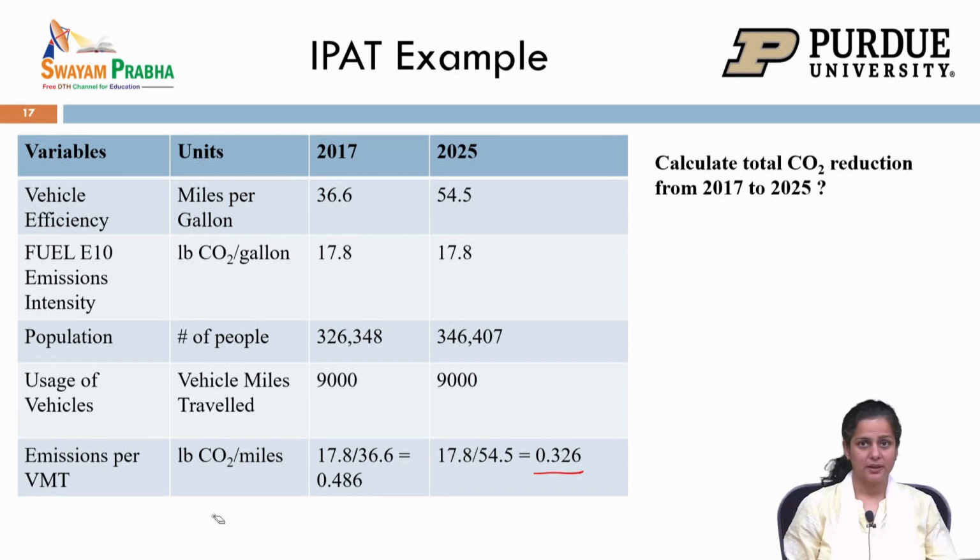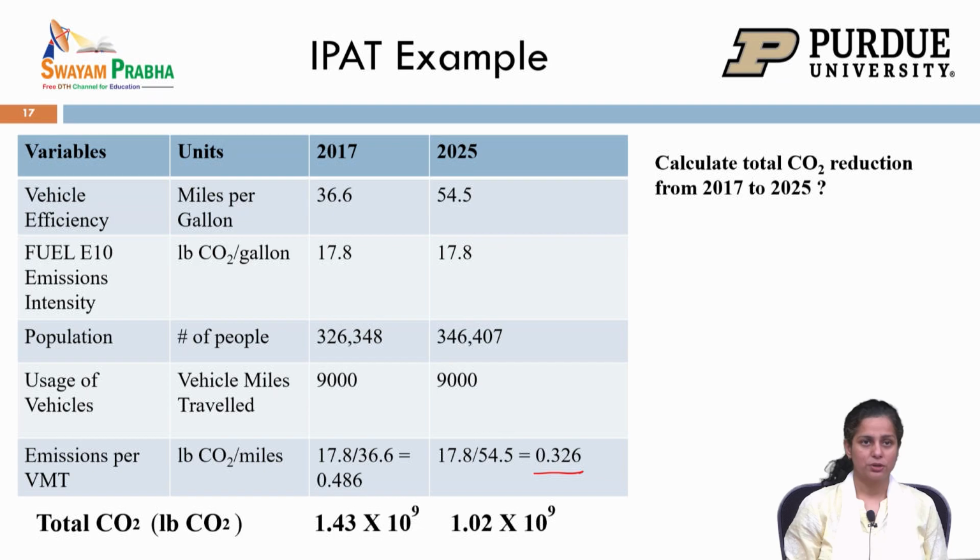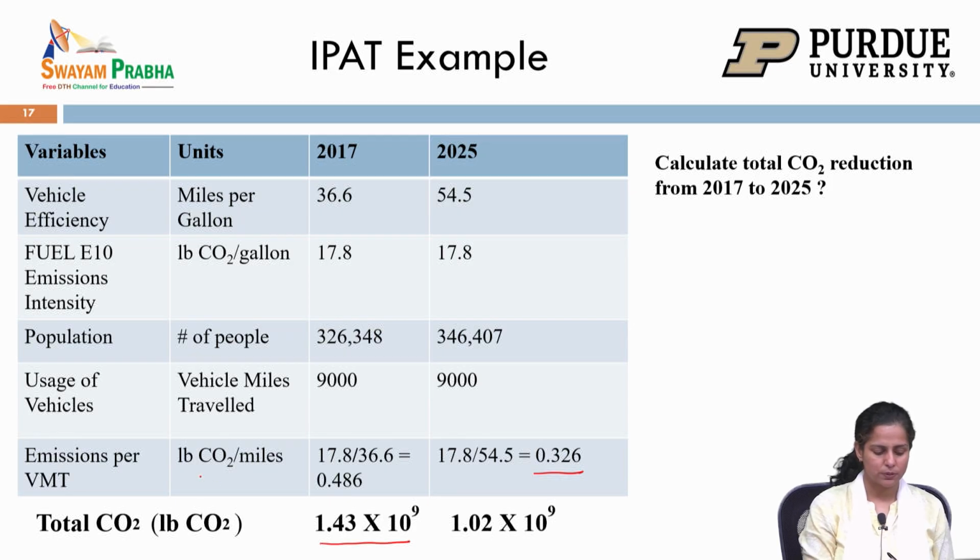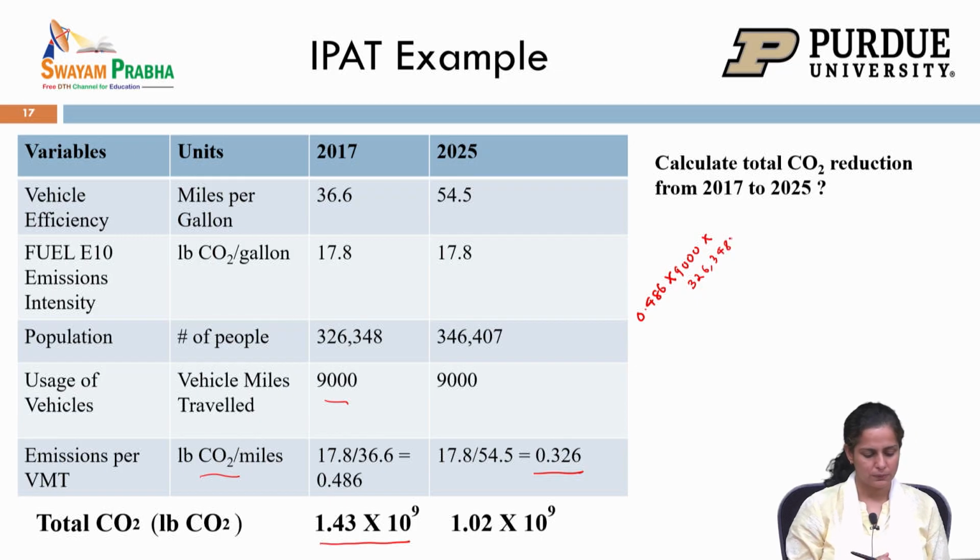Okay, let's see the answers. So total CO2 is 1.43 into 10 to the power 9 for 2017. So you multiply the LbCO2 per mile, which is your 0.486, by your total miles travelled, and then your total population, which is 326,348, which is the number of people.